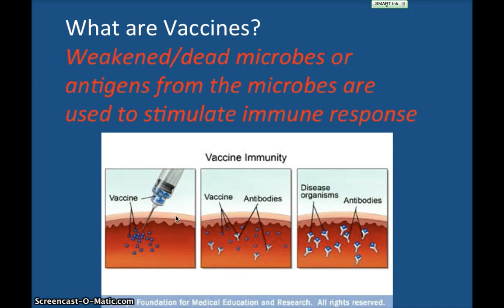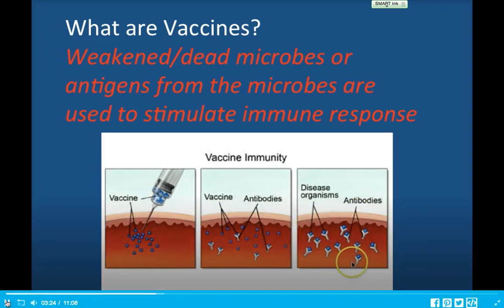The reason that they're weakened or dead is really to cause you not to get sick full swing. So they want you just to develop a little bit of sickness so your body says, oh, I need to make antibodies. You can see on the picture in the bottom, the blue is the vaccine. You can see the little white Y's creating antibodies, and they're matching with the antigens to destroy.